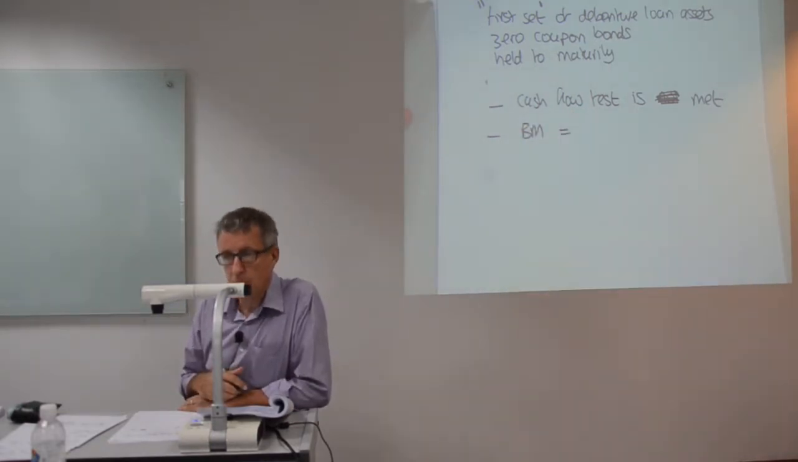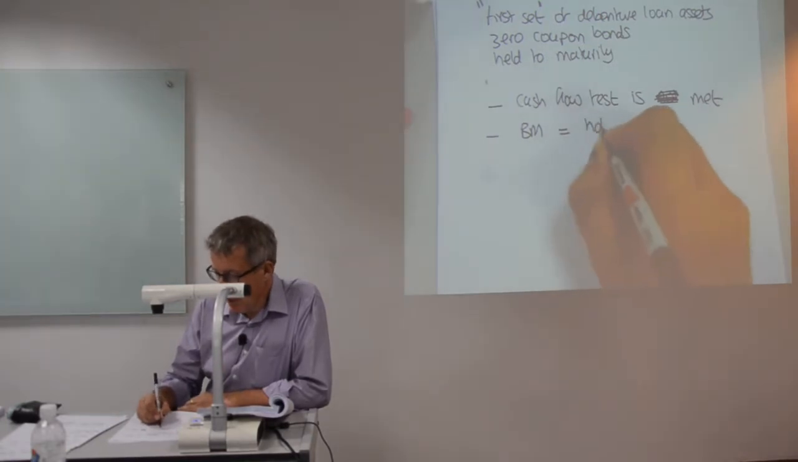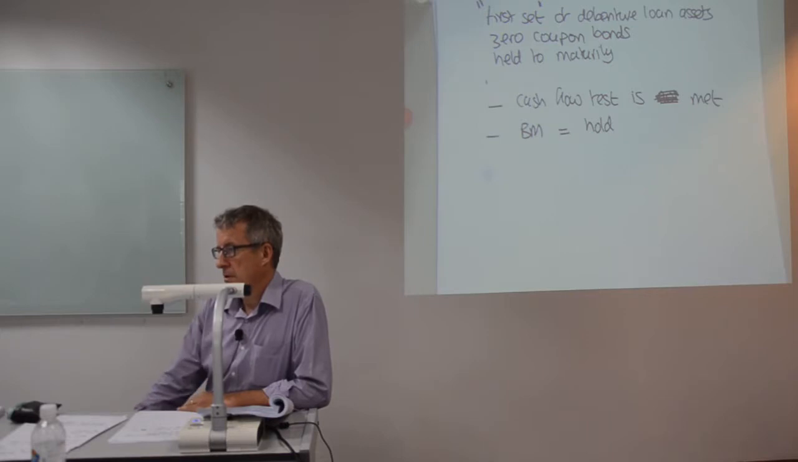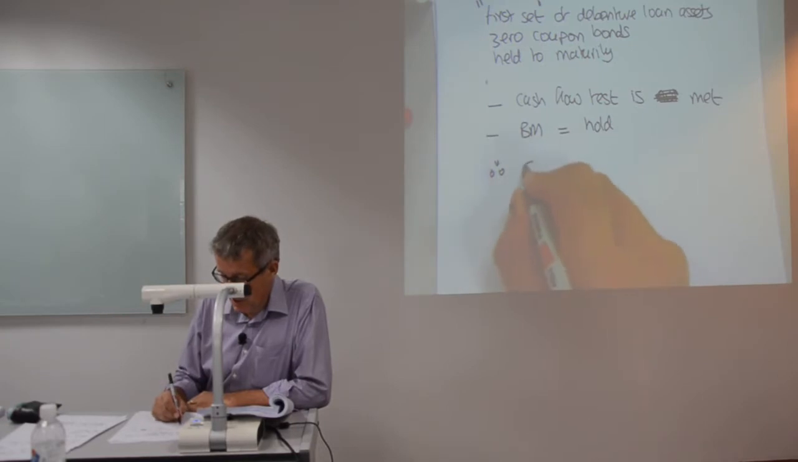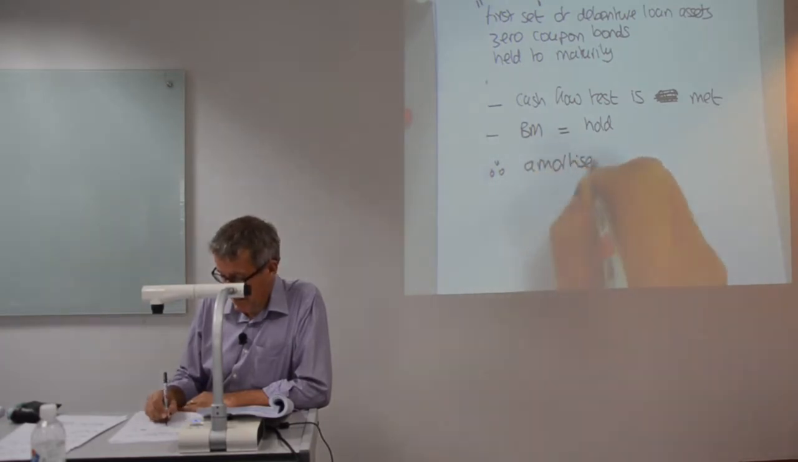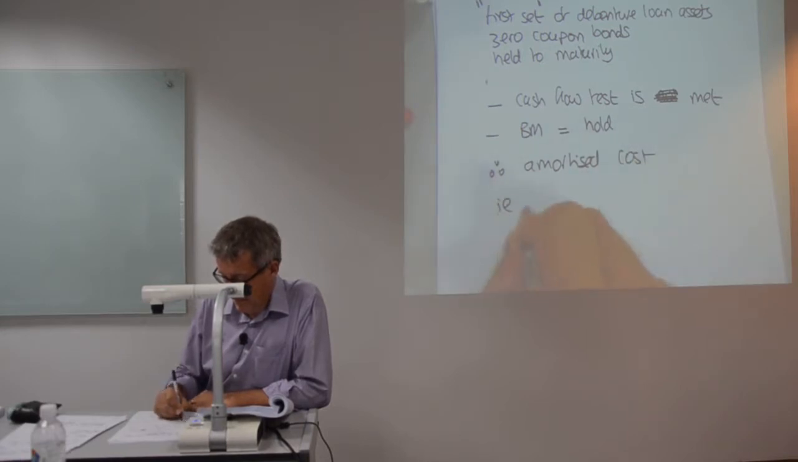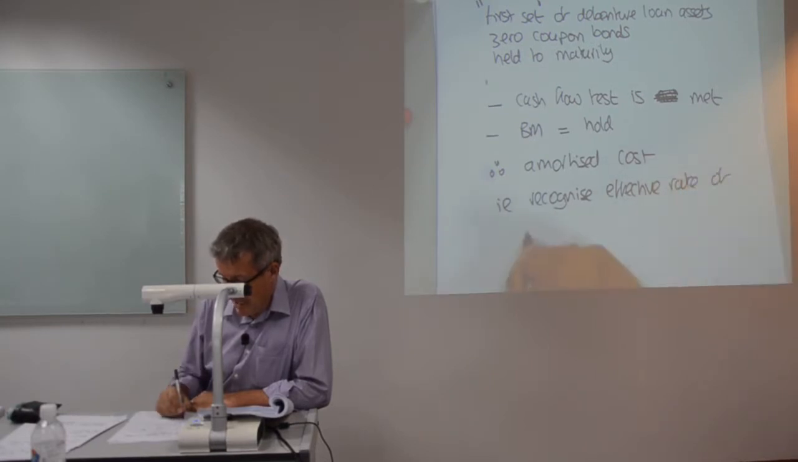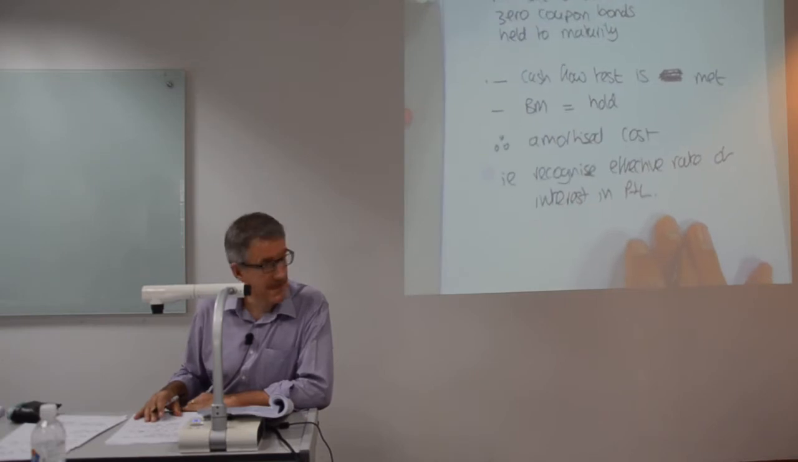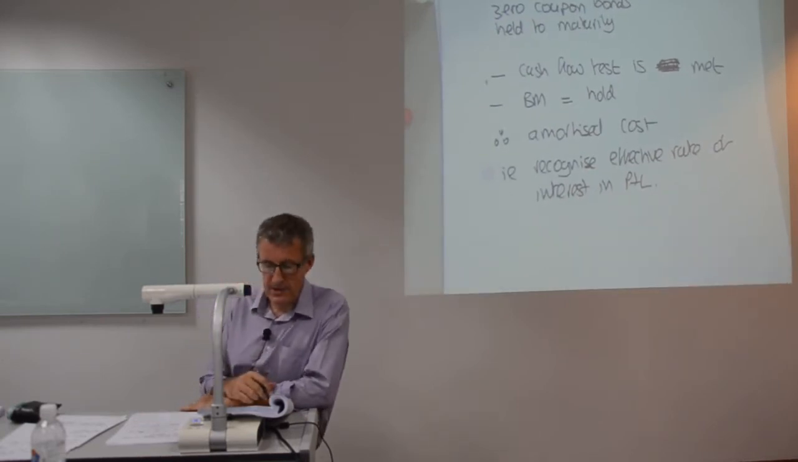The business model is to... Is there any suggestion of trading? No. So the business model is to hold: passive, boring, long-term, not interested in fair value. So therefore the conclusion is these will be accounted for at amortized cost. In other words, you recognize the effective rate of interest in the P&L. Not the coupon rate, but the effective rate of interest. Not 0%, but the effective rate of interest.